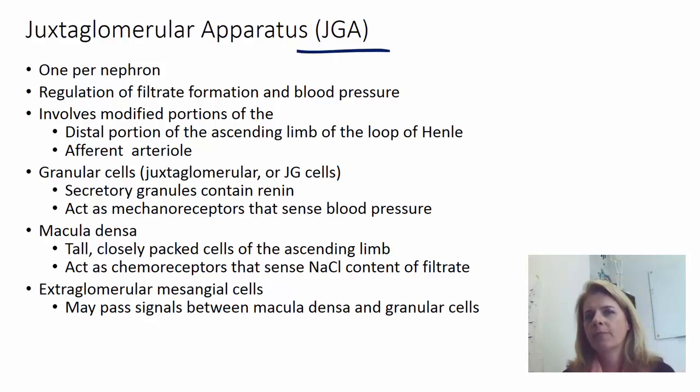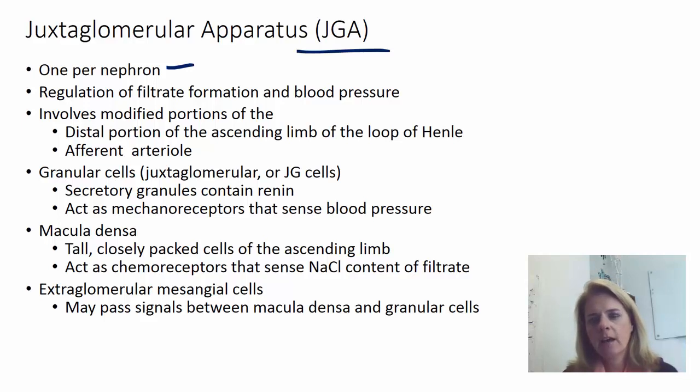All right, so the JGA. You have one per nephron, and its job is to regulate filtrate formation and blood pressure. So it's regulating how quickly filtrate is being formed, which in turn regulates blood pressure. If you're making a lot of filtrate and getting rid of a lot of it, you're going to lower blood volume. What's that going to do? Lower blood pressure. If you're not making a lot of filtrate, you're not making a lot of urine, you're holding on to water, and you're going to raise blood pressure. So these are in tune with blood pressure regulation.